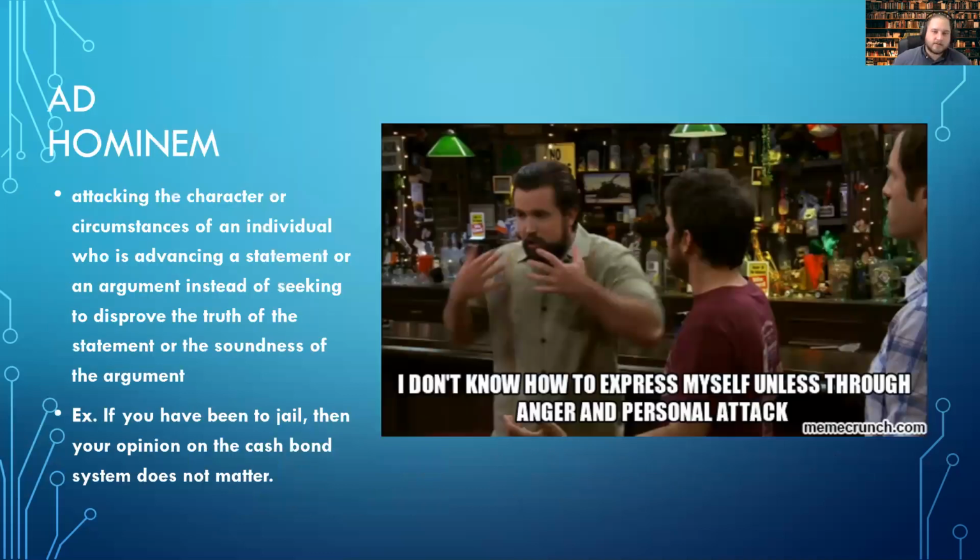Ad hominems are another thing we see constantly, especially if you watch the news around politics. It's where we attack the character or circumstances of an individual who is advancing a statement or argument instead of seeking to disprove the truth of the statement or the soundness of the argument, right? For example, if you have ever been to jail, then you cannot criticize the police. We know this is not necessarily the case. We understand that people have an argument whether or not they've been to jail or not.